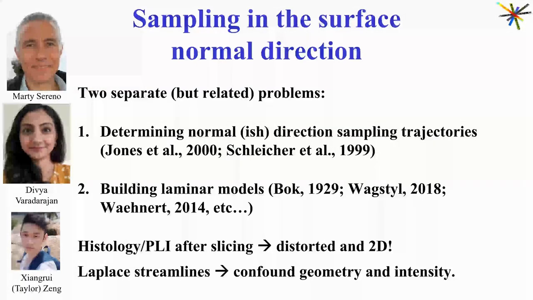Okay, on to some other stuff. So that was kind of the tangential directions. I'm now going to talk about the surface normal direction. This is joint work with my friend Marty Serino, Divya Varadarajan, and Taylor Zhang. I'm going to talk about two different parts here. One is, what do we mean by the normal direction? I'll get back to that in a second. And the second is the work that Taylor's been doing with me and Eugenio and Yale and Sean on generating surface models of intermediate boundaries. In the ex vivo MR, we see infragranular and supragranular layers quite clearly, so can we segment that accurately? I'll talk about that in a little bit.